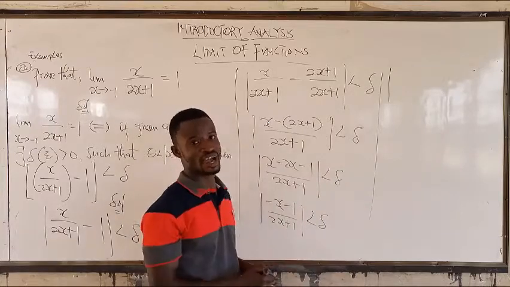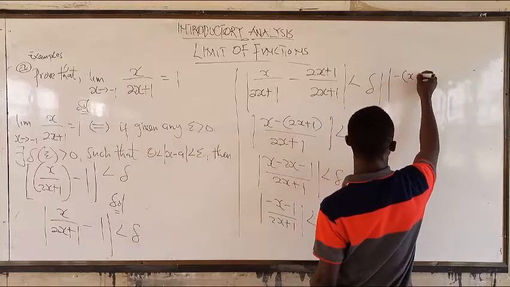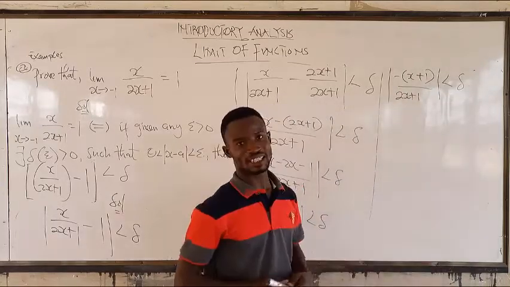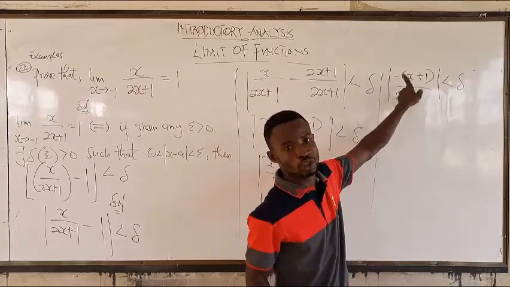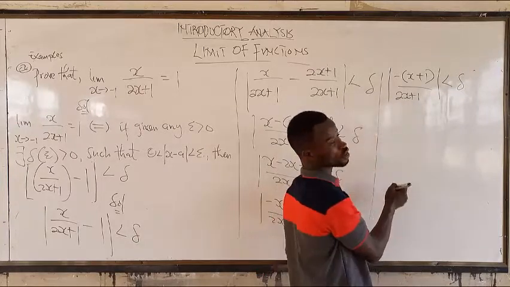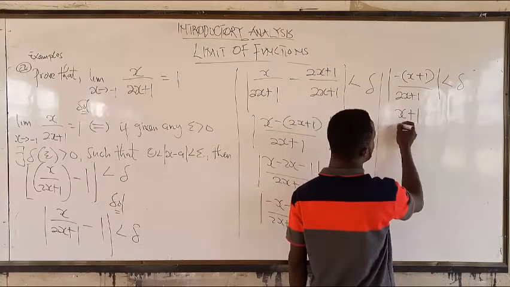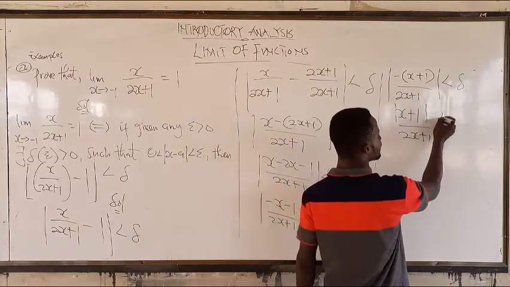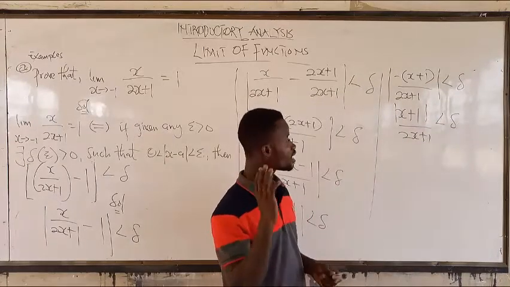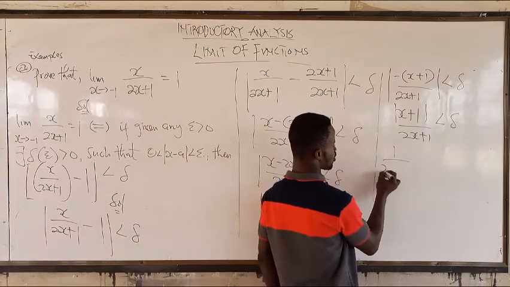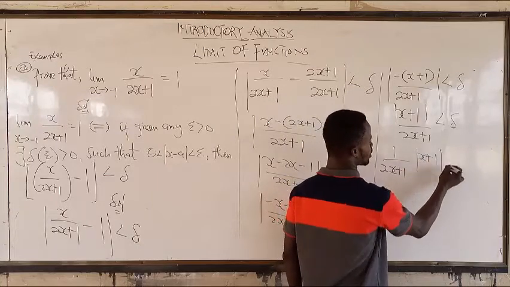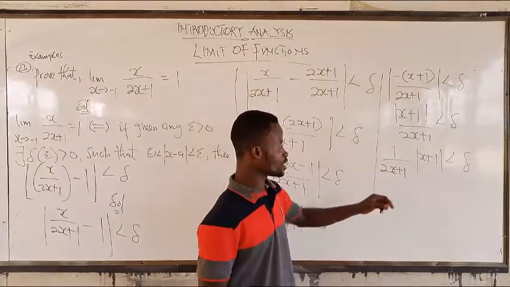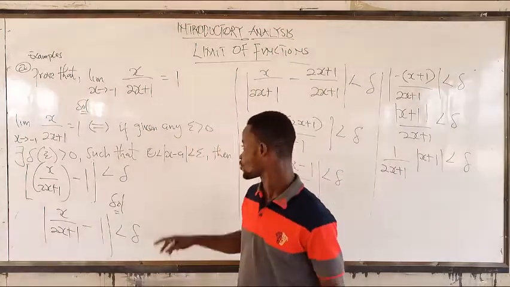With this, in the numerator, we can factorize the negative. When you factor out the negative, don't forget that this is an absolute sign, so it will undo the negative. So no more bringing absolute again, but you can choose to bring it, it won't affect anything. Now what we exactly have here is 1 over 2x plus 1, then x plus 1, less than delta. Very good. Now you see, you're able to achieve this to be less than delta.